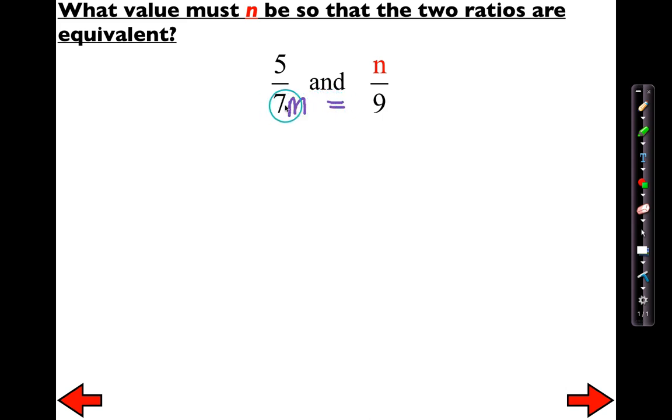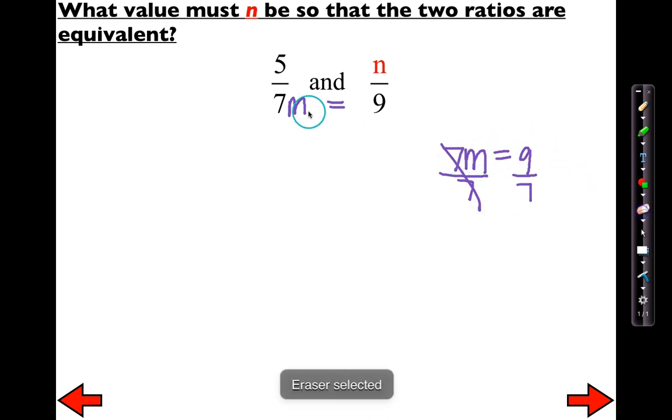So what is 7 being multiplied by? Well, let's go ahead and rewrite it like so and solve for m. What number is being multiplied by 7? Well, I'm going to divide both sides by 7. And I'm going to find that 7 is being multiplied by 9/7. Now let's see, is that true? If I multiply this by 9/7, does it equal 9?